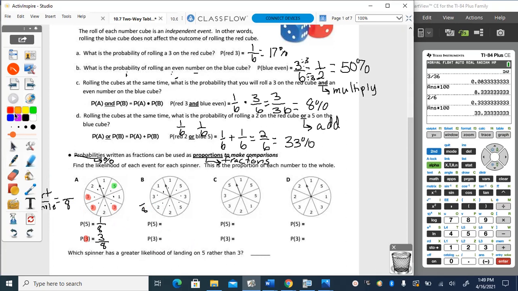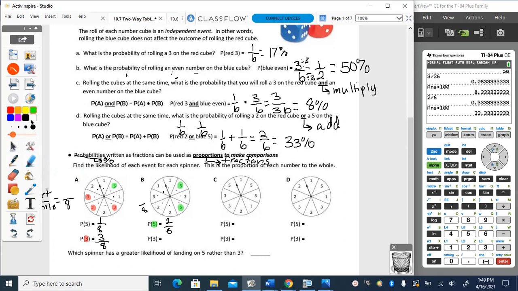So we want to know what's the probability of spinning a 5. Let's highlight all of those in green again. Here's a 5. Here's a 5. And that's all the 5s they have. So how many 5s do we have? 2. So we have 2 over 8.